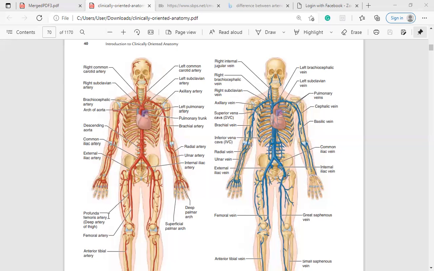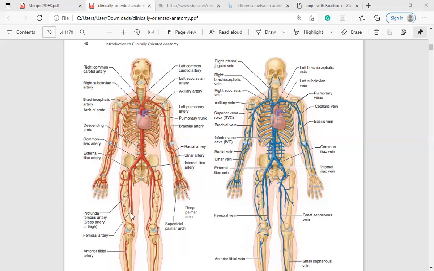In the upper limb, it is profunda brachii. In the lower limb, it is profunda femoris, because this is where you have your femur, your femur and all the muscles around the femur. So you see that this profunda femoris is forming some other little branches that are forming anastomosis around the femur. And then you have this femoral artery. So this is the femoral artery, both of them coming from the external iliac artery. Okay.